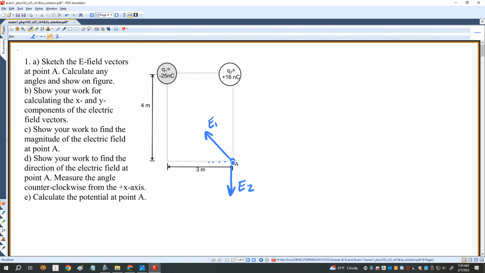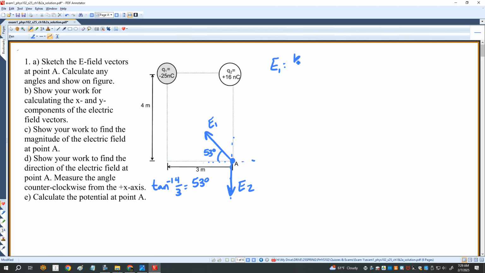If these are my X and Y axes, then this angle is going to be the inverse tan of opposite over adjacent. That's 4 over 3. Let's see, that's 53 degrees. So I have that angle is 53 degrees. Now I want to calculate what E1 is.